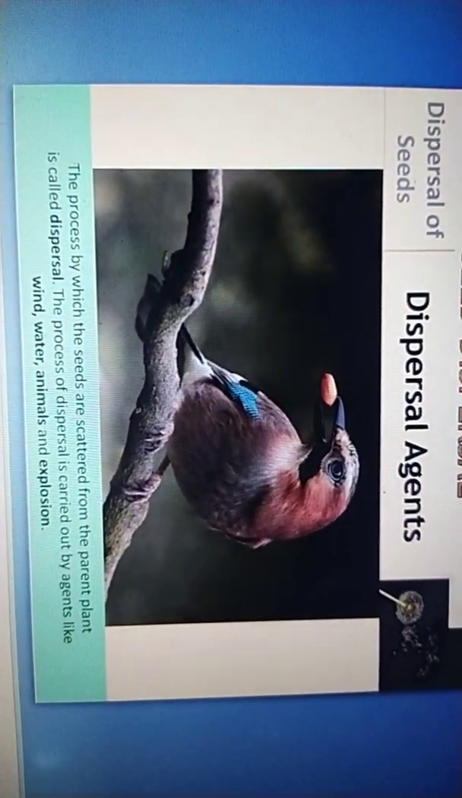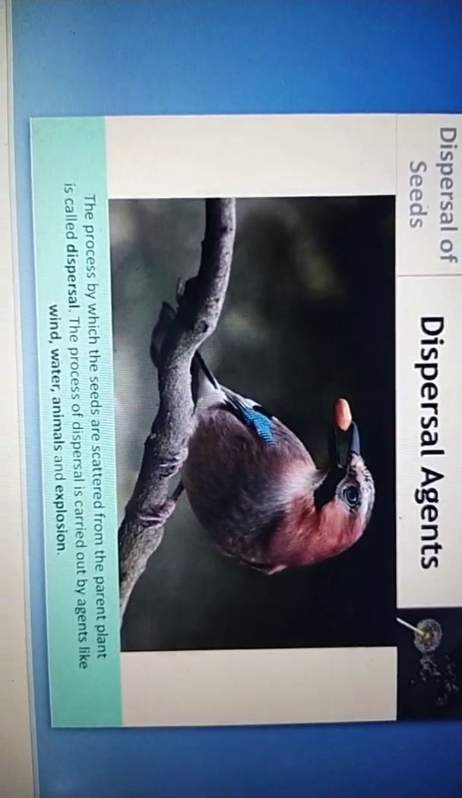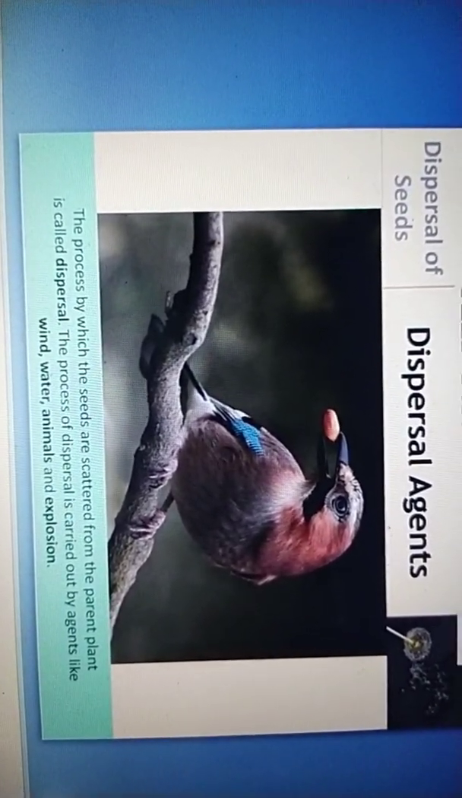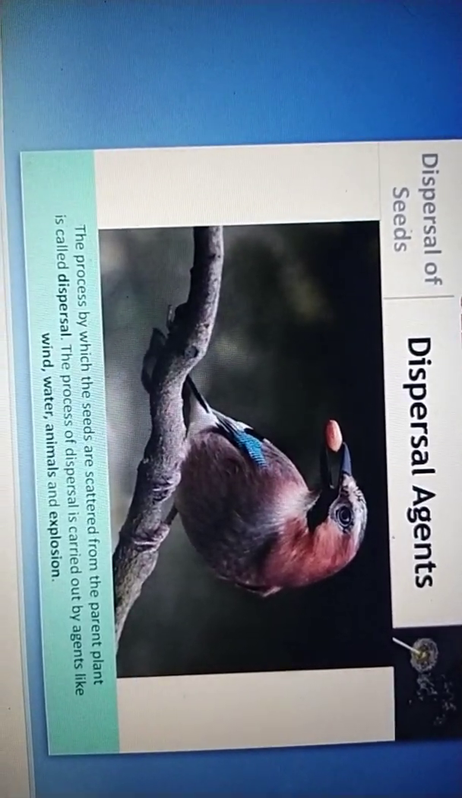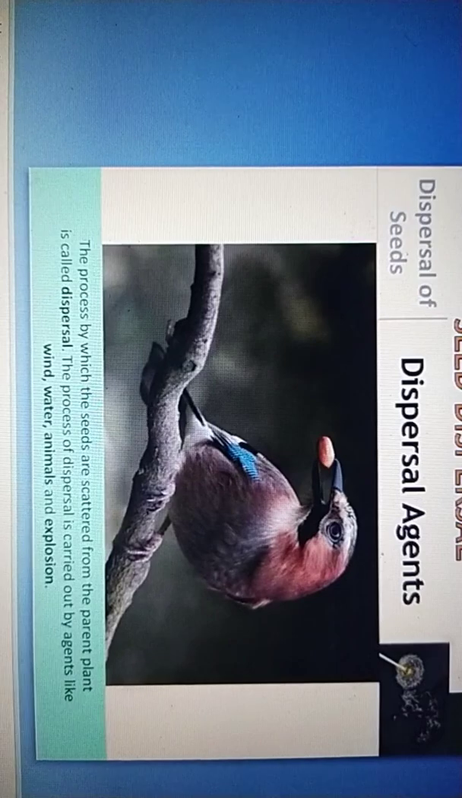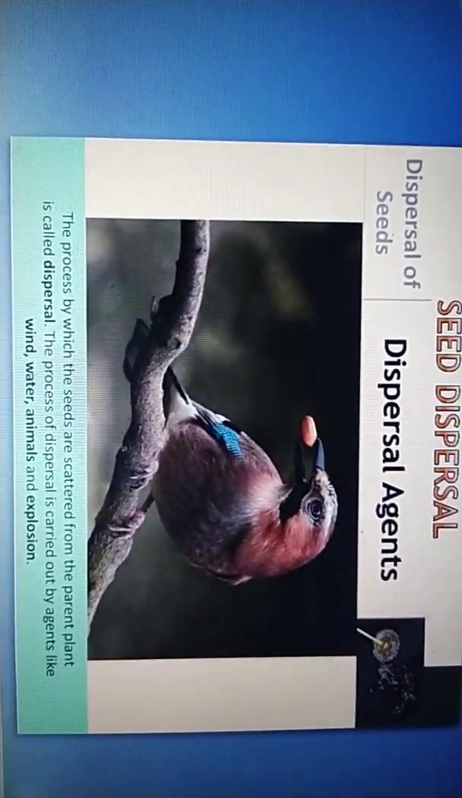Okay, so our next step is about seed dispersal. Let us learn about what seed dispersal is. Seed dispersal is a process by which the seeds are scattered from the parent plant, and the process of dispersal is carried out by various agents like wind, water, animals and explosion.